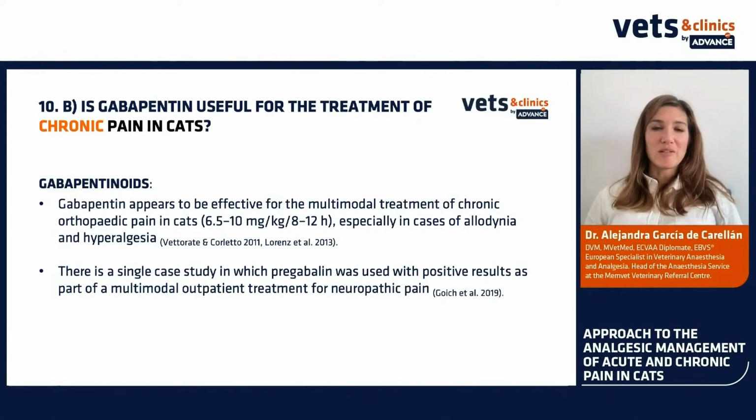In chronic pain, gabapentinoids appear to be effective for the multimodal treatment of chronic orthopedic pain, and especially in cases of allodynia and hyperalgesia. And there is a single case study of pregabalin, where they had good results as part of multimodal pain treatment, especially in neuropathic pain. So that's one thing to take into account.